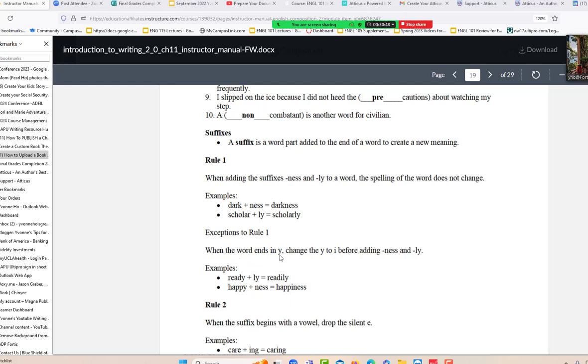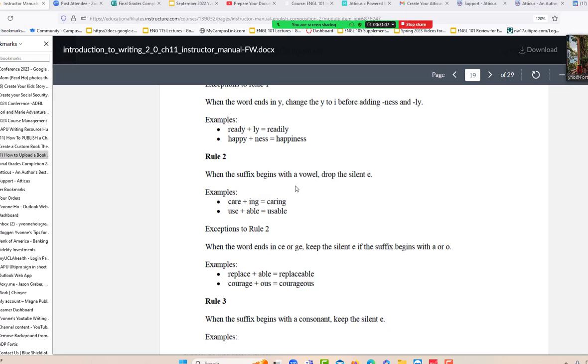When the word ends in y, change the y to i before adding ness and ly. So readily becomes: this y becomes an i, and this y becomes an i. When the suffix begins with a vowel, drop the silent e. So here the suffixes are ing and able. These suffixes begin with a vowel: a, e, i, o, u. So we get rid of this e, and we get rid of this e, and it becomes caring and usable.